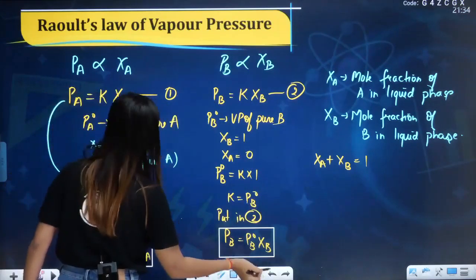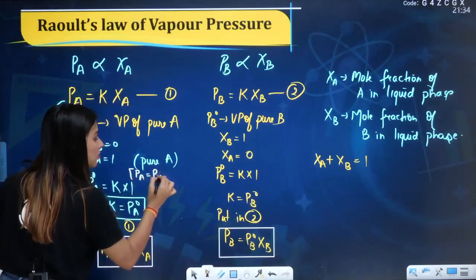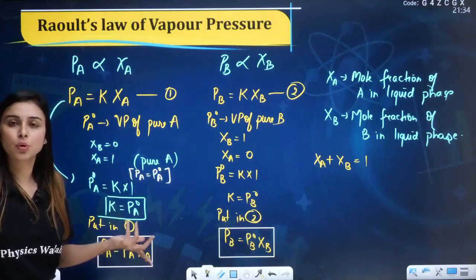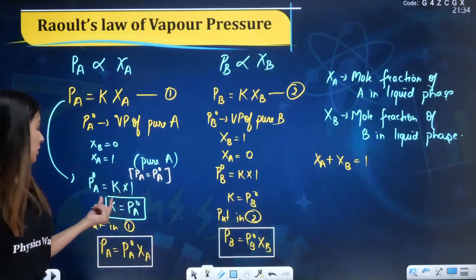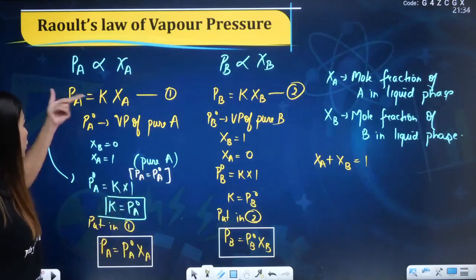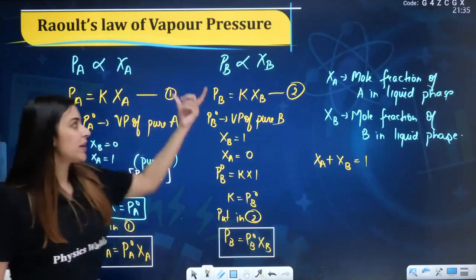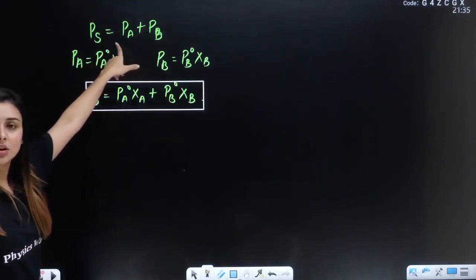Just I'll write here, you will understand it, that PA will be equal to PA naught, right? If the whole of the component is A, then the pressure would be only because of A, which will be equal to PA naught. So PA naught is equal to K into 1, which is equal to PA naught. Now you have to put it in this expression and you will get the expression of partial pressure of A. Similarly, you will calculate for B and then you will put it in the solution formula.